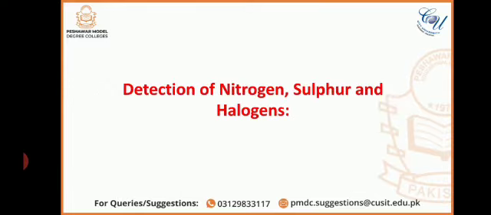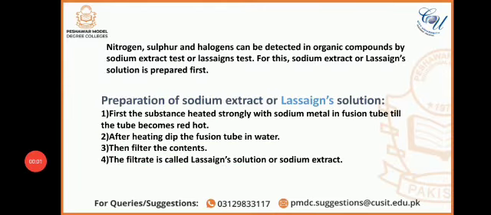Detection of nitrogen, sulfur, and halogens. Nitrogen, sulfur, and halogens can be detected in organic compounds by sodium extract test or Lassaigne's test. For this, sodium extract or Lassaigne's solution is prepared first. Preparation of sodium extract or Lassaigne's solution.